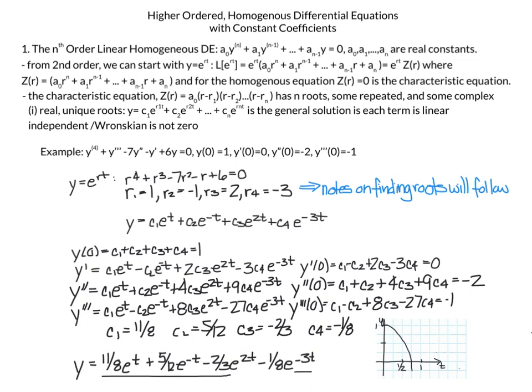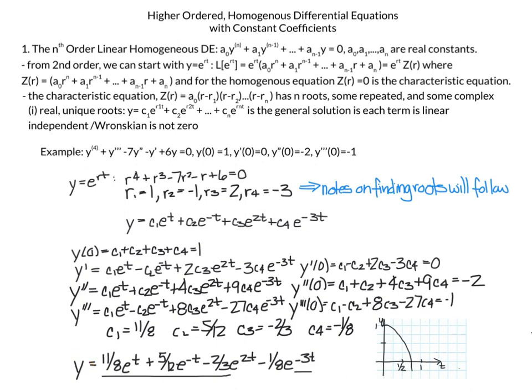And solving these four equations, we get c1 is equal to 11/8, c2 is equal to 5/12, c3 is equal to minus 2/3, and c4 is equal to minus 1/8, which means y is equal to 1/8 e to the t plus 5/12 e to the minus t minus 2/3 e to the 2t minus 1/8 e to the minus 3t, and this is the solution graphed. And this is it. This is our solution.